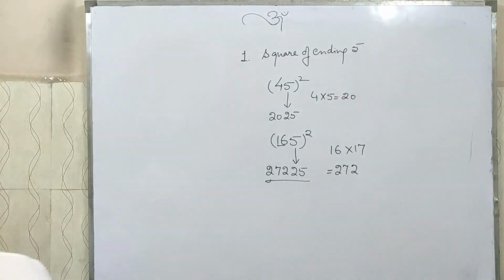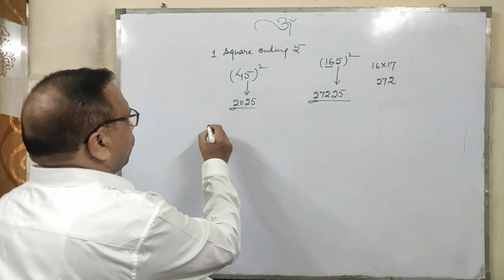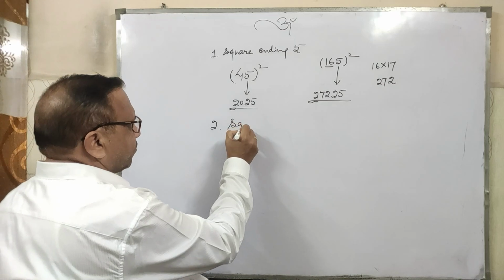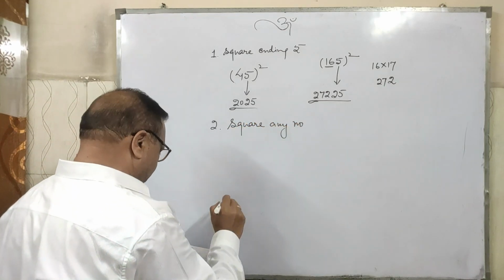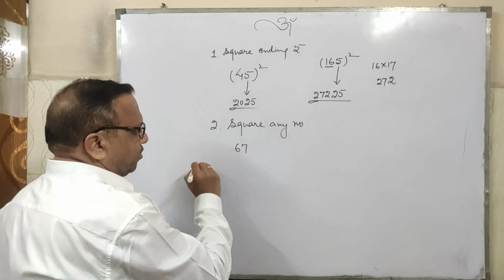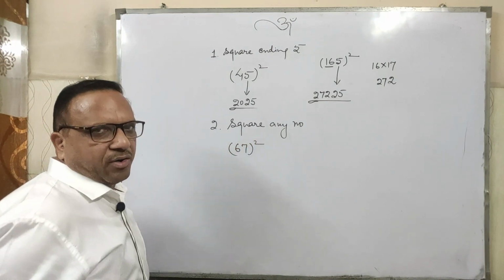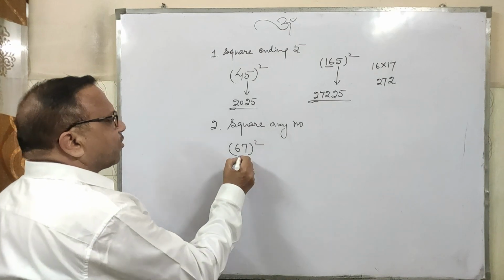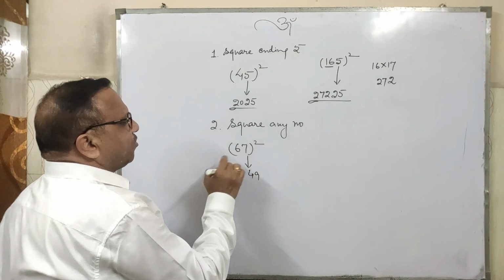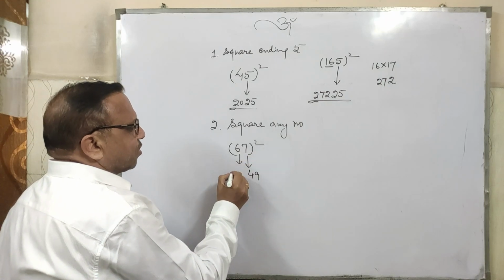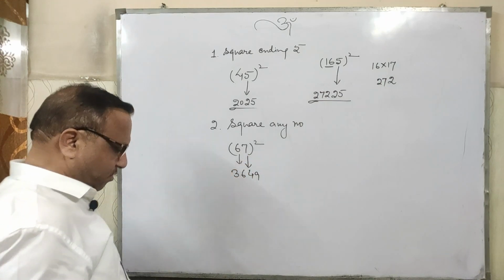Now square any number. For example, square of 67. Our aim is to find the square of 67. So first you write the square of 7, 49. What is the square of 6? Square of 6 is 36.